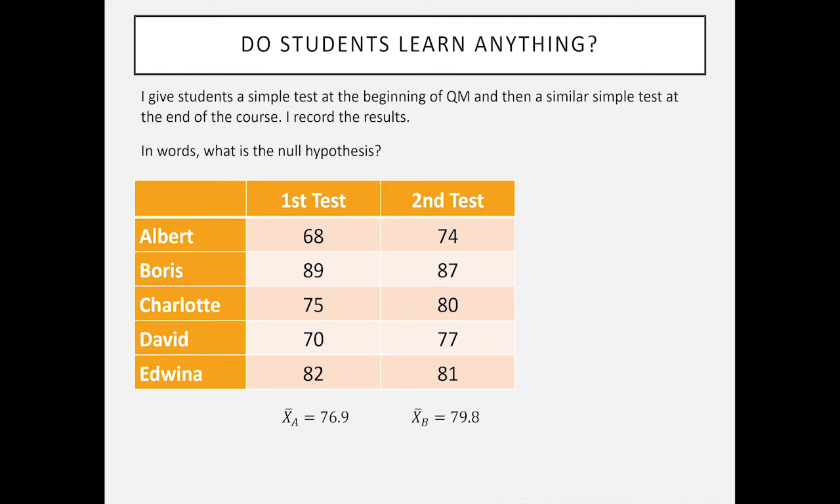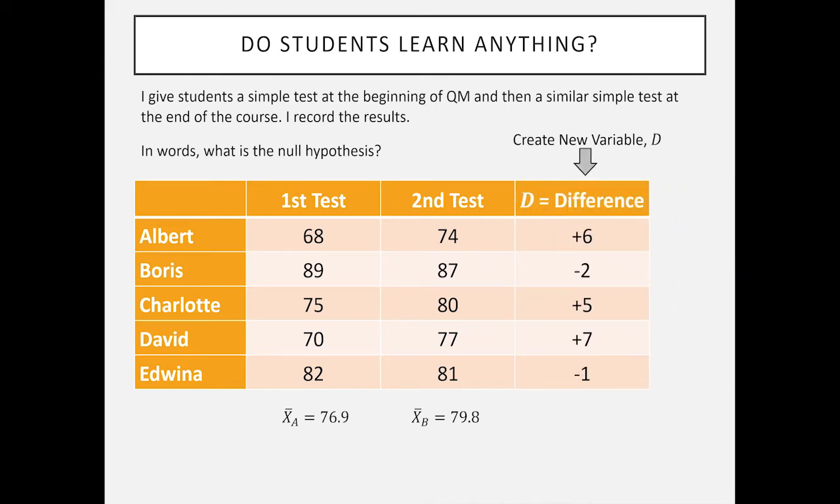Now, to go about this test, rather than compare the two means directly, I'm going to do something different. I'm going to create a whole new variable, let's call it D, which is the difference between the two tests. So you can see that it could be plus or minus. First person, their test mark improved by 6. The second person, Boris, decreased by 2, and so on. Now, if we were to put this into a null hypothesis, we would expect D, the difference, on average to be 0. So that's a mathematical definition of the null hypothesis.